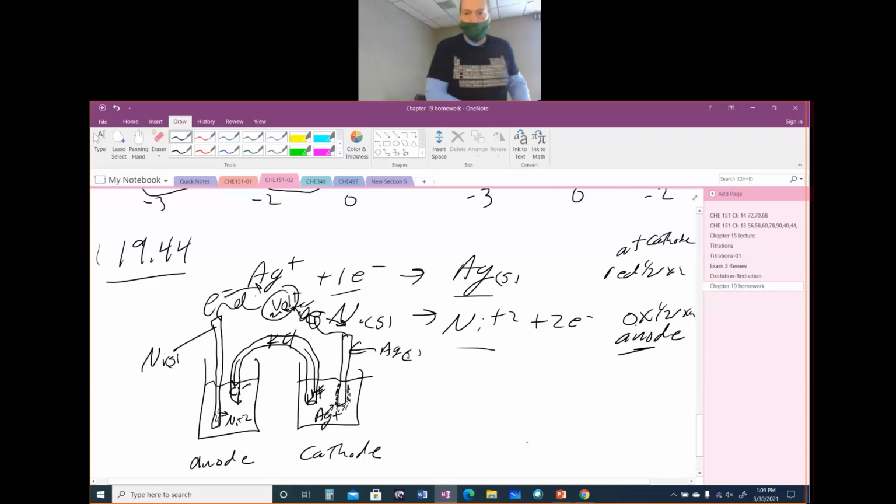Then you're going to read your voltmeter. Well, then you got to go to table 19.1 and find your electrode potentials. So that's a reduction potential. And so everything on table 19.1 is a reduction. So I find the Ag plus going to Ag, and on table 19.1, that is 0.80 volts.